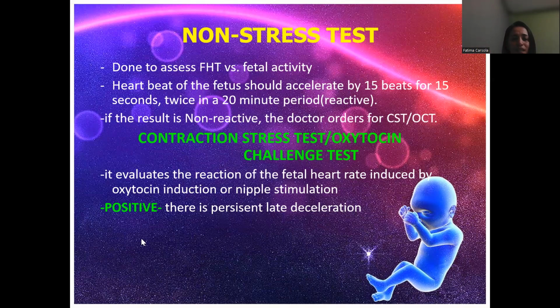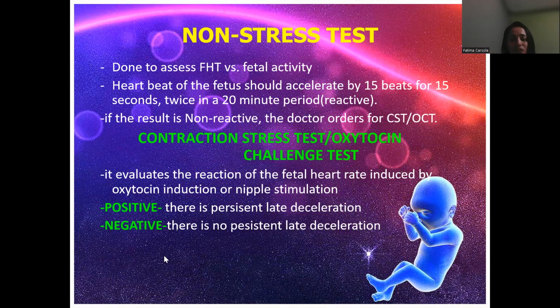We also have negative, when the result of the contraction stress test or oxytocin challenge test is negative, meaning there is no persistent late deceleration. When there is no persistent late deceleration, the baby is safe for the next 7 days. And when the result is suspicious, the responsibility of the nurse is just to repeat the test.